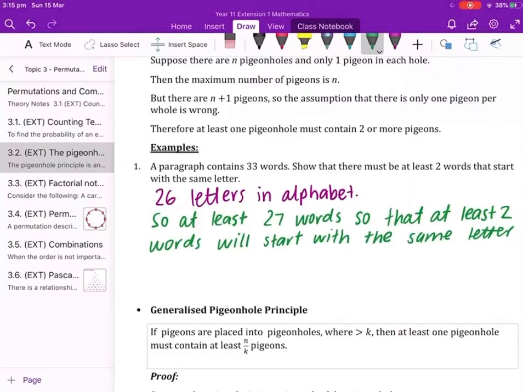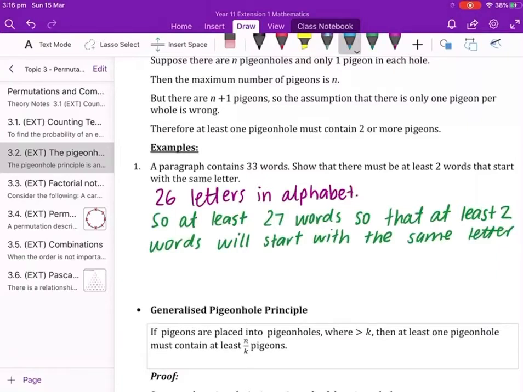Because if all of the first 26 words start with the letters in order from A to Z, then the 27th word has to start with one of those 26 letters. In that way, we'll have our double up.